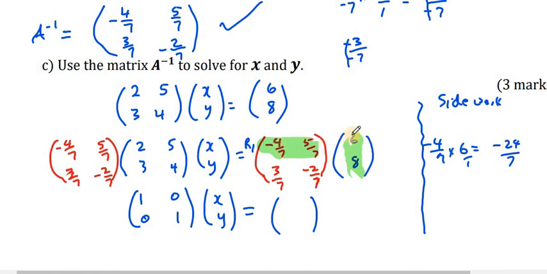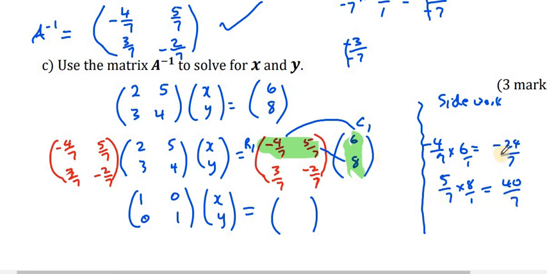Negative 4 over 7 times 6 gives me negative 24 over 7. That's first by first. Then we're going to multiply second by second. So that's the first by the first, then second by second. Row 1 by column 1. 5/7 times 8 gives me 40 over 7.